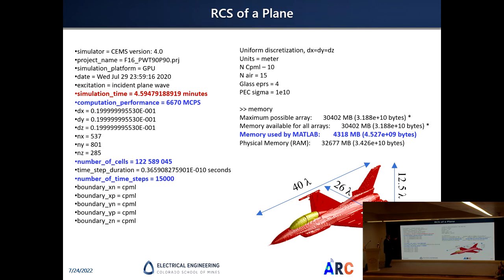Yeah. So the simulation time is about 4.6 minutes for this entire plane. The performance is about 6.6 billion cells per second, and the domain size was 122 million cells. And you can see the dimensions in terms of wavelengths, 40 by 26 by about 12.5 lambda, that we managed to simulate using one computer.